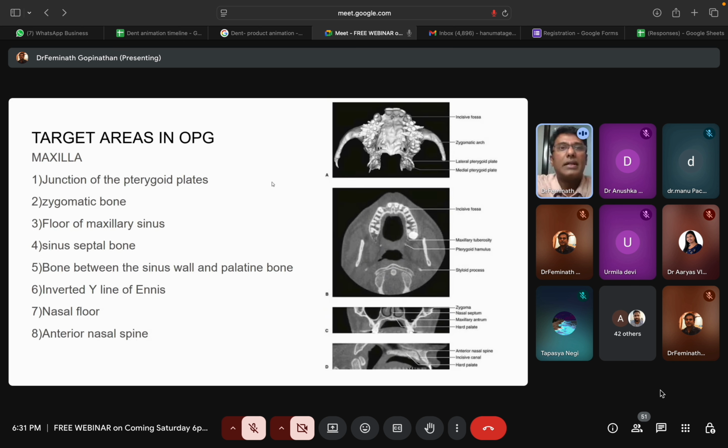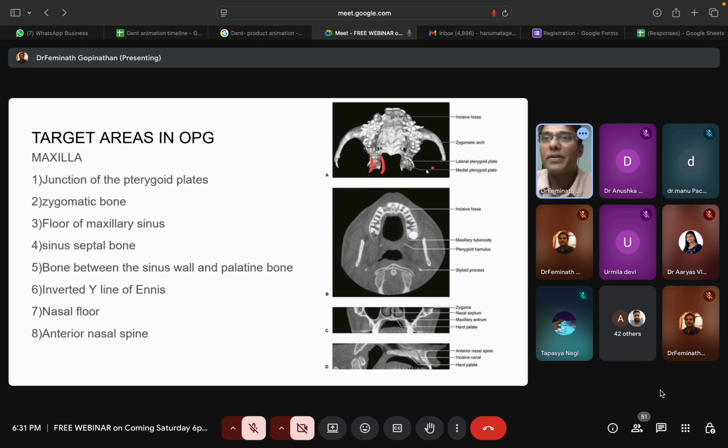Now, coming on to the target areas in OPG. You all know that most of the time the maxillary is tough to crack, basically because the distalmost maxillary bone is very, very soft. I hope this can be understood by you. This is the medial pterygoid, and this is the lateral pterygoid, and this is the medial pterygoid plane. And this area will be our target area.